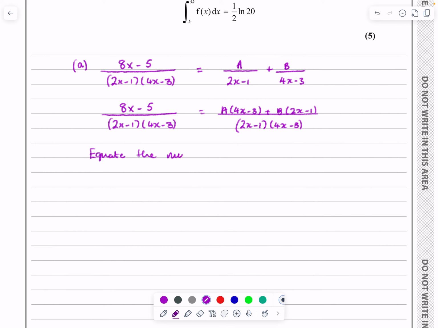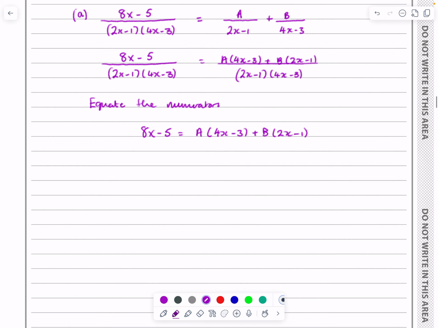Equate the numerators here means that I can say 8x minus 5 must be the same as a 4x minus 3 plus b 2x minus 1. And at this stage then, in order to get rid of a or in order to get rid of b, I want to make that equal to 0 or that equal to 0 by my choice of x. So I'm going to choose x equals 3/4 first.